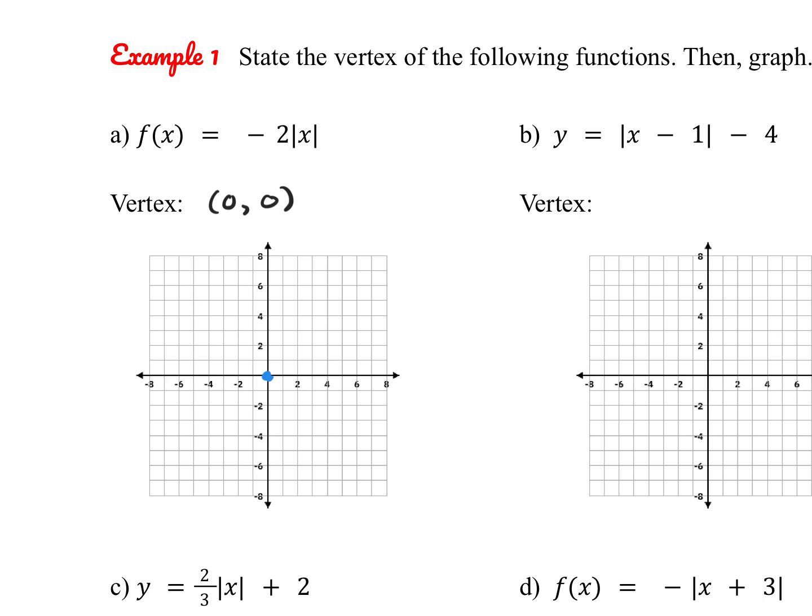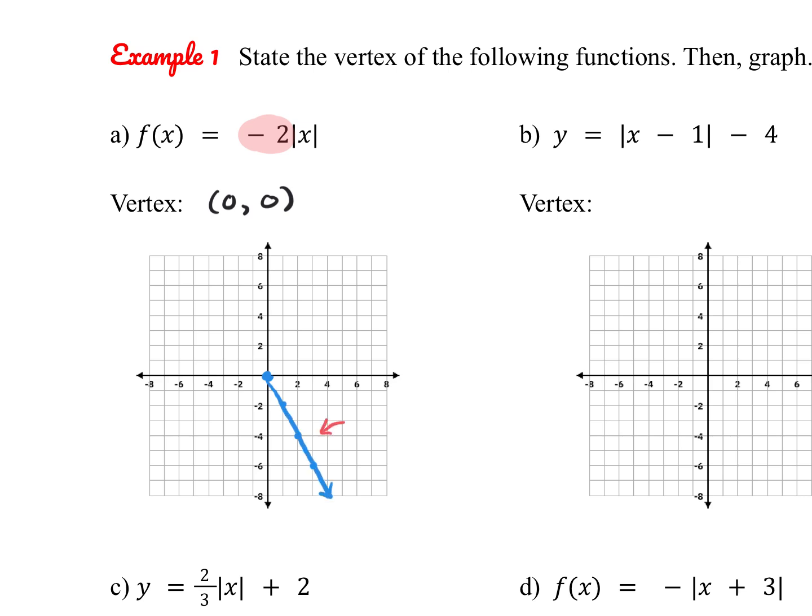Now since my a value out front is negative 2, that's going to be the slope of my graph going to the right of my vertex. So from my vertex, I'm going to go down 2, right 1, down 2, right 1, down 2, right 1. That's the right half of my graph.